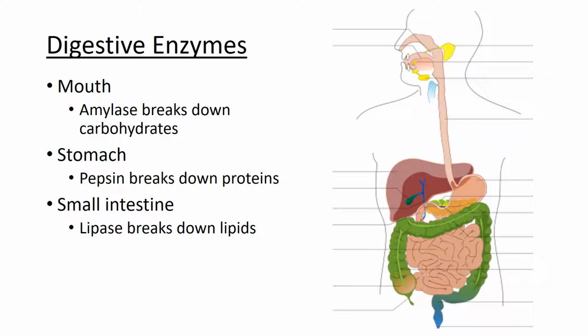In your mouth, you have an enzyme called amylase. Amylase breaks down carbohydrates. In your stomach, you have an enzyme called pepsin, and pepsin breaks down proteins. And in your small intestine, you have an enzyme called lipase, and lipase breaks down lipids. These are just some of the enzymes involved in digestion, but it provides you with some examples of enzymes and what they do in your body.